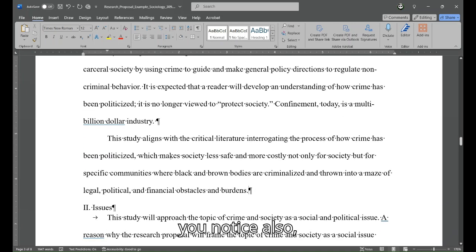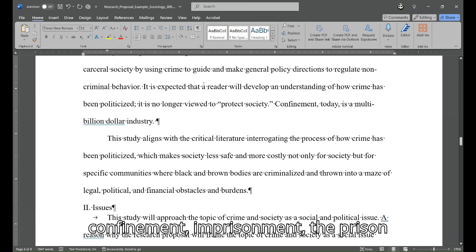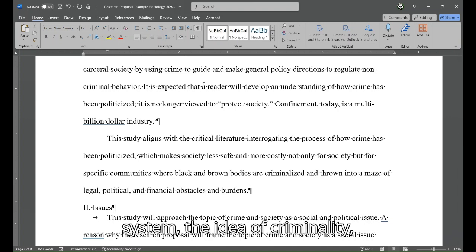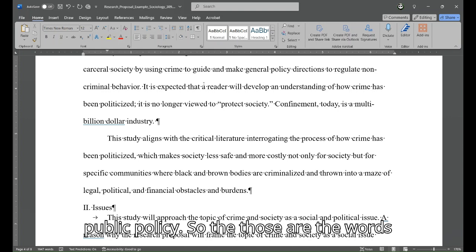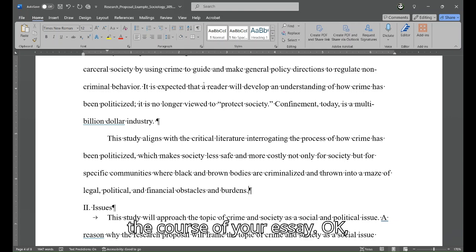Okay. But you also notice that the themes are consistent throughout the writing, right? Meaning that we're looking at confinement, imprisonment, the prison system, the idea of criminality, and public policy. Those are the words and terms you want to be using throughout the course of your essay.